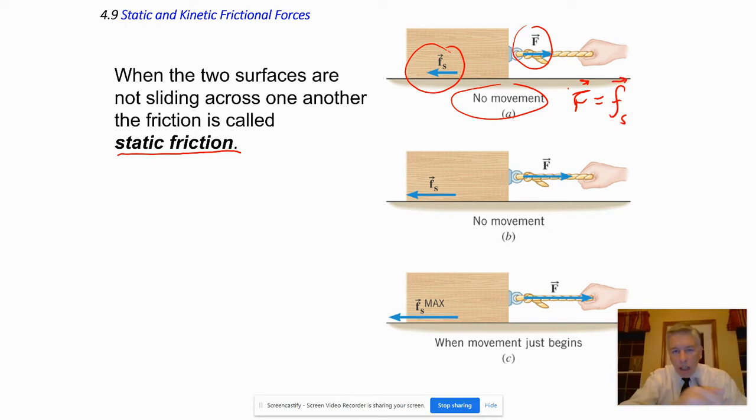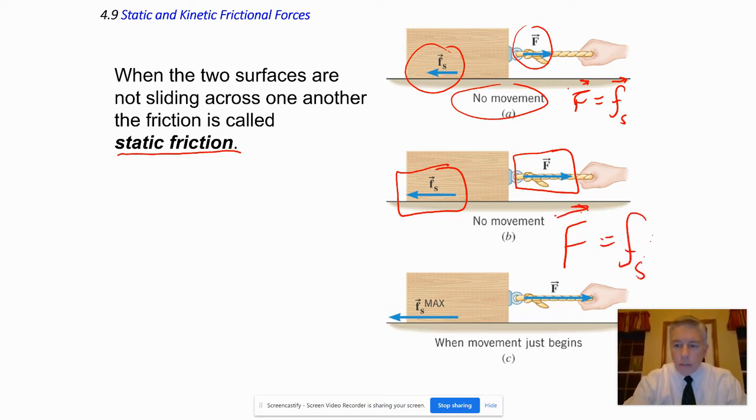Then as I pull a little bit harder, if you notice this force now gets larger, what's going to happen is this is going to get larger. So F is equal to friction. But they both got a little bit larger.